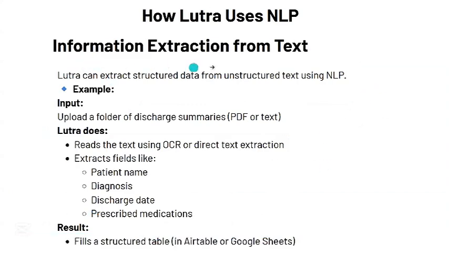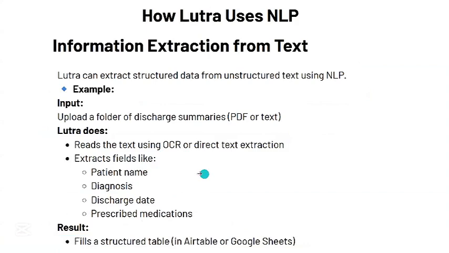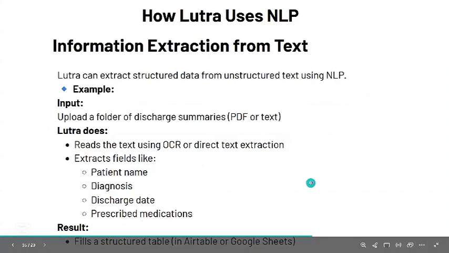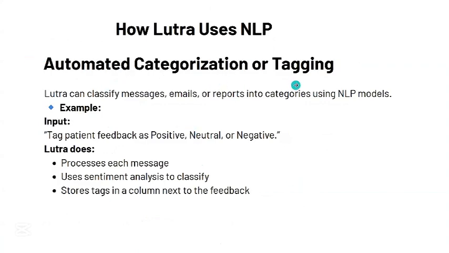And information extraction from text. I told it to extract patient name, diagnosis, discharge date, and these things were extracted and filled in a structured table like Google Sheet. And automated categorization and tagging. Looter can classify messages, emails, reports into categories using NLP models. So tag patient feedback as positive, neutral, or negative. Those things can be done using NLP.